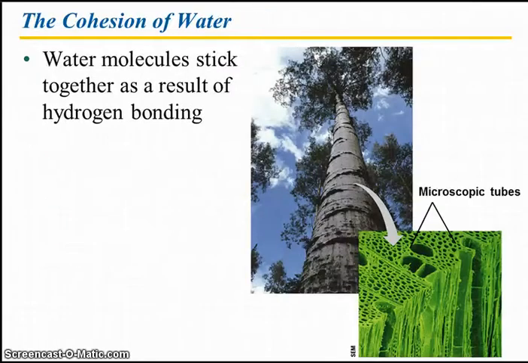So first, cohesion. That hydrogen bonding has the water molecules sticking together. So this tree, the leaves up there, they need water. From the roots, water has a really far way to go, and has to go against gravity. So what happens is you have water molecules sticking together, and as you pull the top ones up, the rest follow. It goes through these little tubes. It's cohesion.